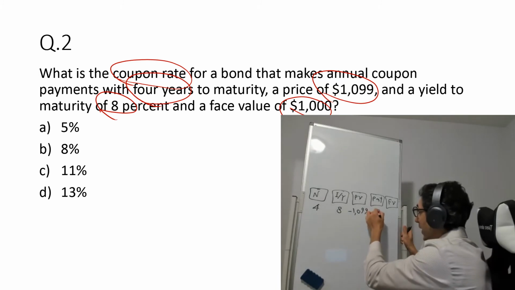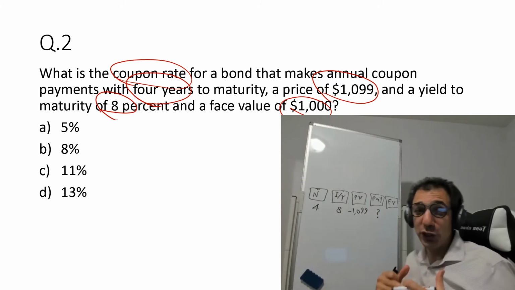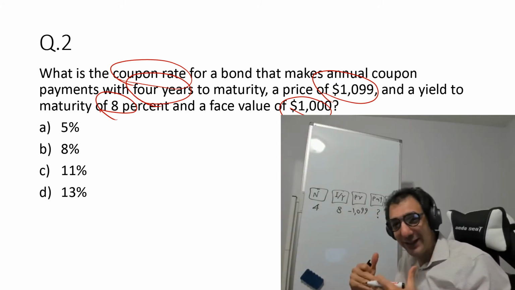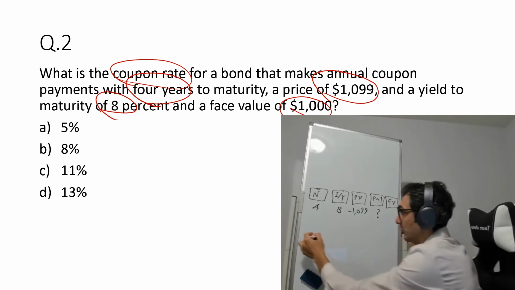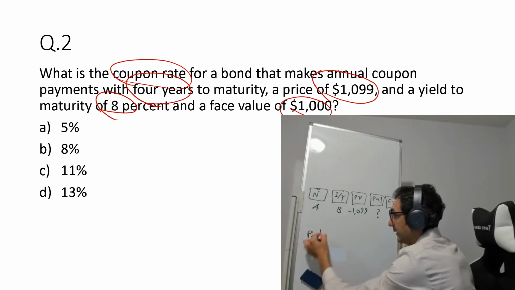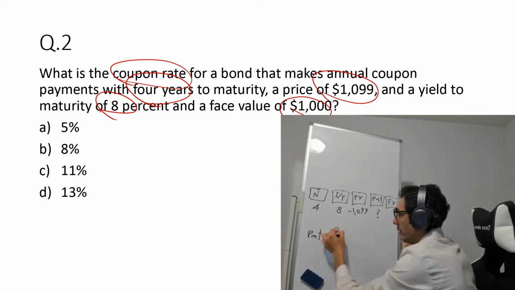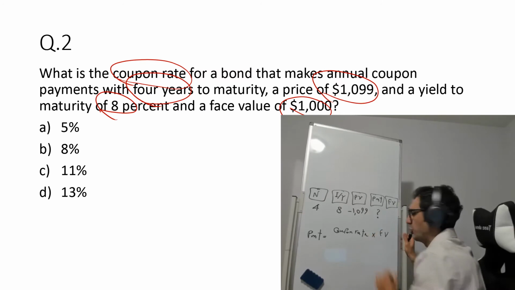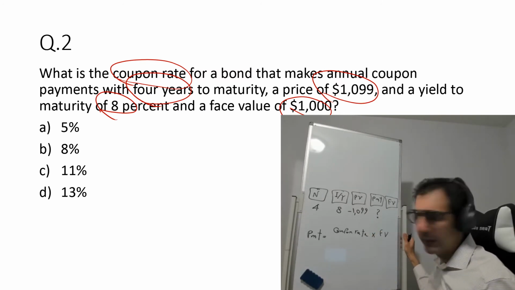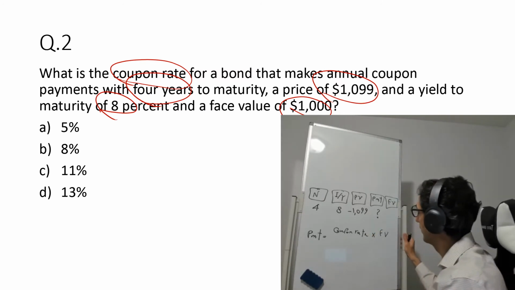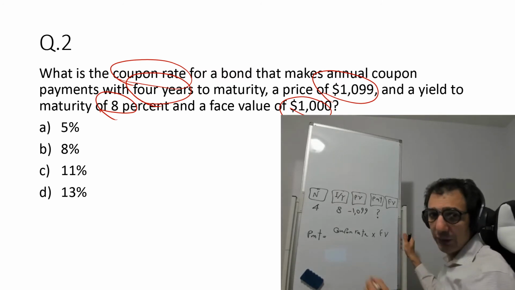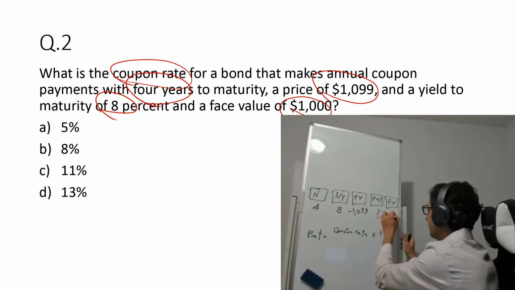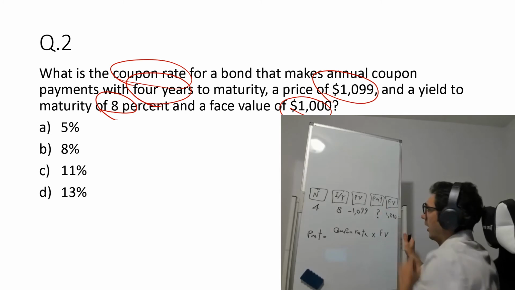The payment, now here is the tricky point. You're looking for the coupon rate, and the payment is calculated based on the coupon rate, because we learned that the payment is actually your coupon rate, whatever it is, times the face value, which usually is $1,000. So that's how we calculate the payment. And the face value here is $1,000. So that's the whole argument here.